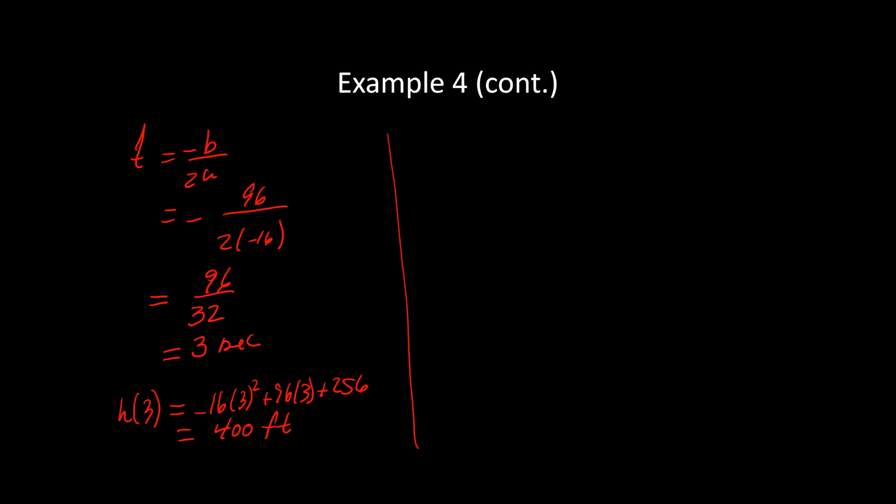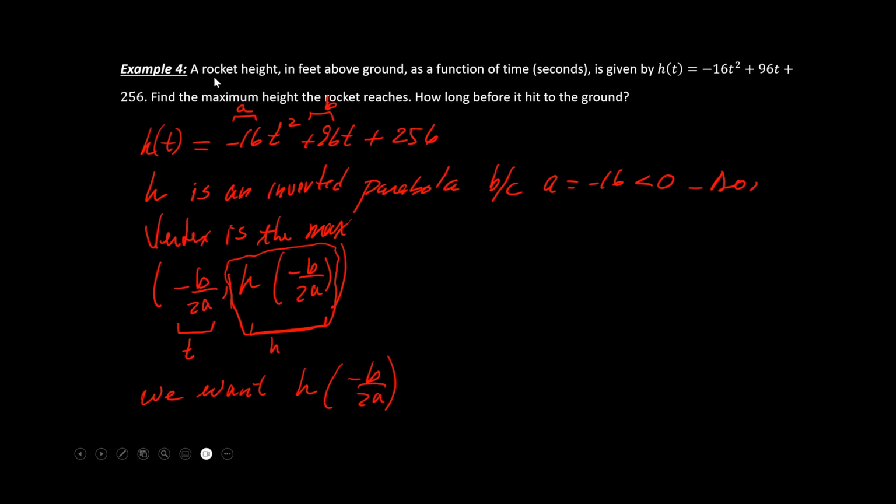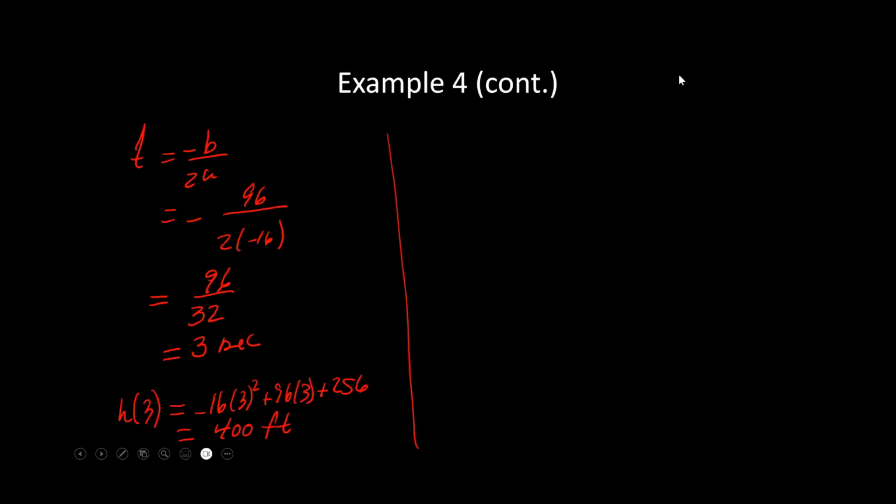So when it hits the ground, again, let's look at the definition. A rocket's height in feet above ground. So when h is 0, that's when the rocket hits the ground. H equals 0. So let's set H equals 0. So we have 0 is negative 16 t squared plus 96 t plus 256. Okay.